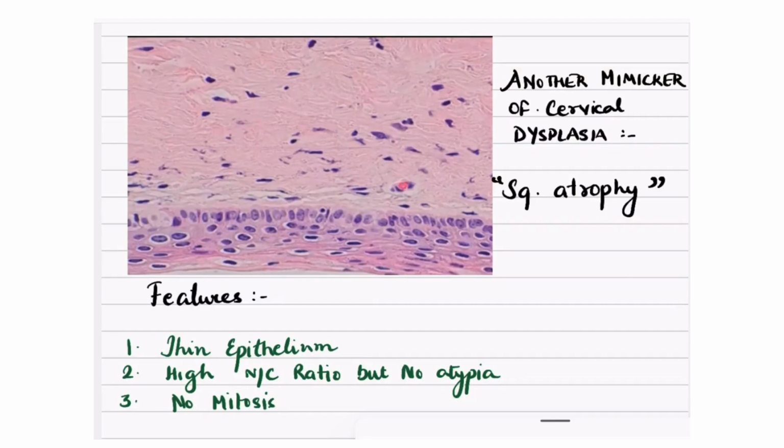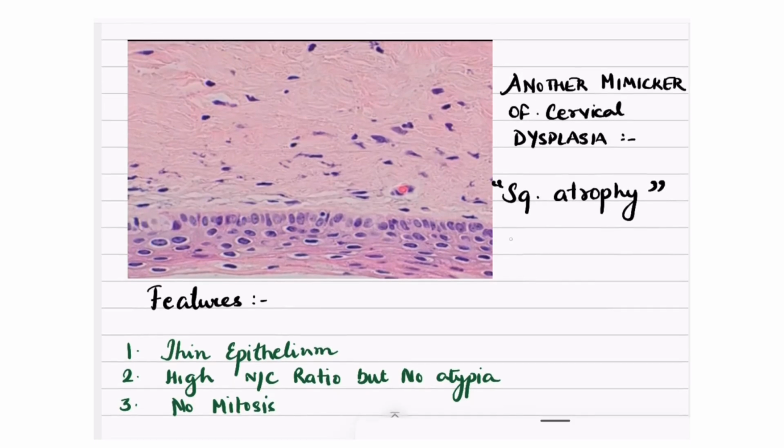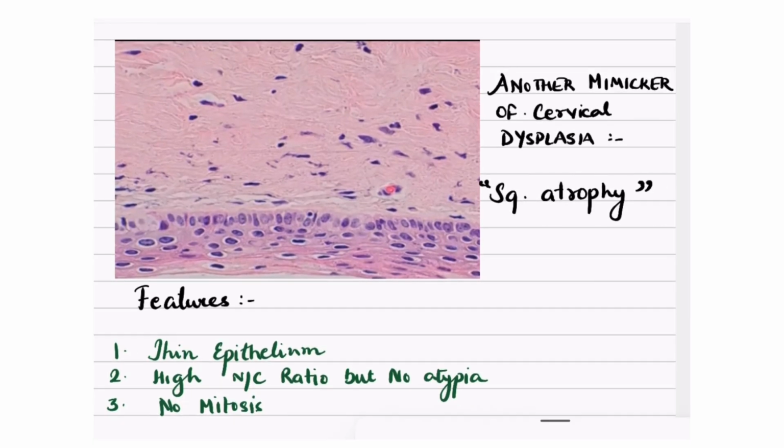Again, as we have seen the transformation zone in the previous slide, there is another mimicker of cervical dysplasia, squamous atrophy. With squamous atrophy, you will see that the epithelium is quite thin. The nucleus is bigger than the cytoplasmic area, so there is a high NC ratio. But as you can see, they are dormant. They are not pleomorphic.